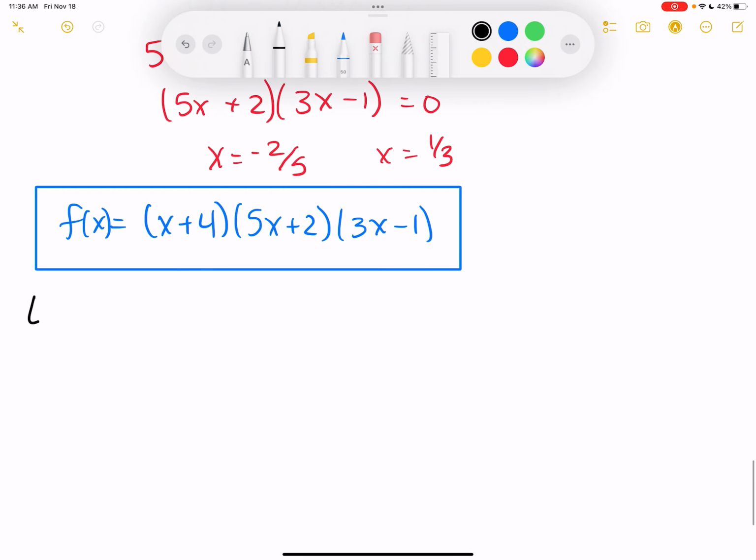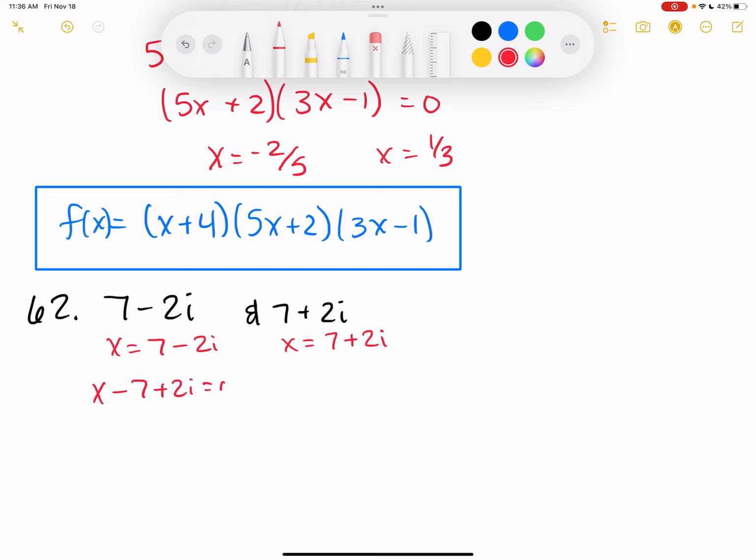So 62, we've got 7 minus 2i and 7 plus 2i. This one already gives you both, so you don't have to write them in. So treat these as the zeros. So x is equal to 7 minus 2i, and x is equal to 7 plus 2i. We need to get it in factors, so we need to move this stuff over. So x minus 7 plus 2i equals 0, and x minus 7 minus 2i equals 0.